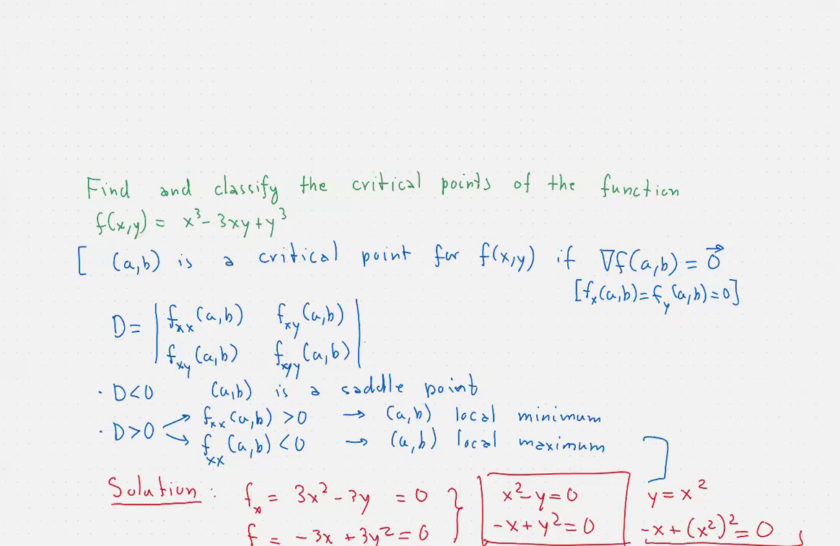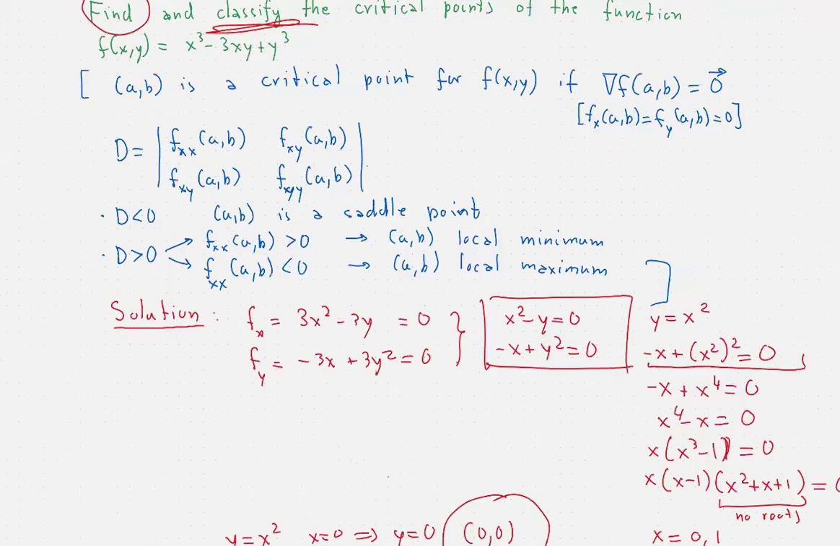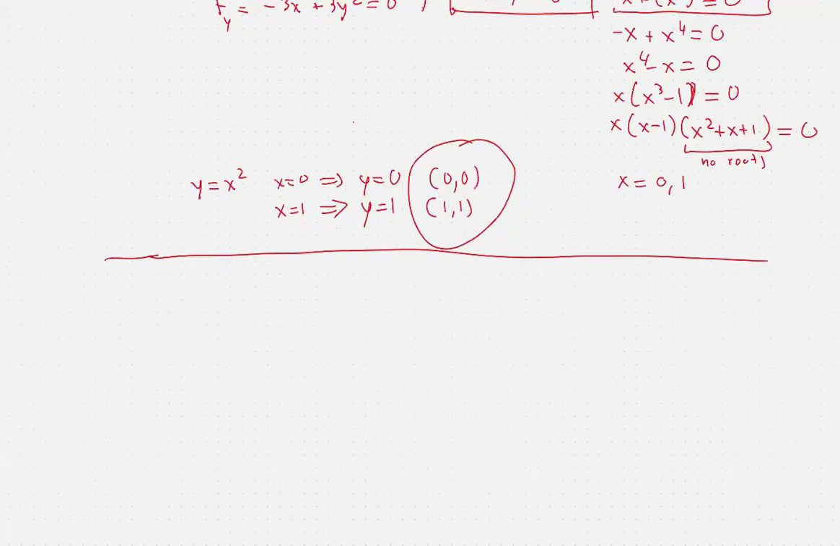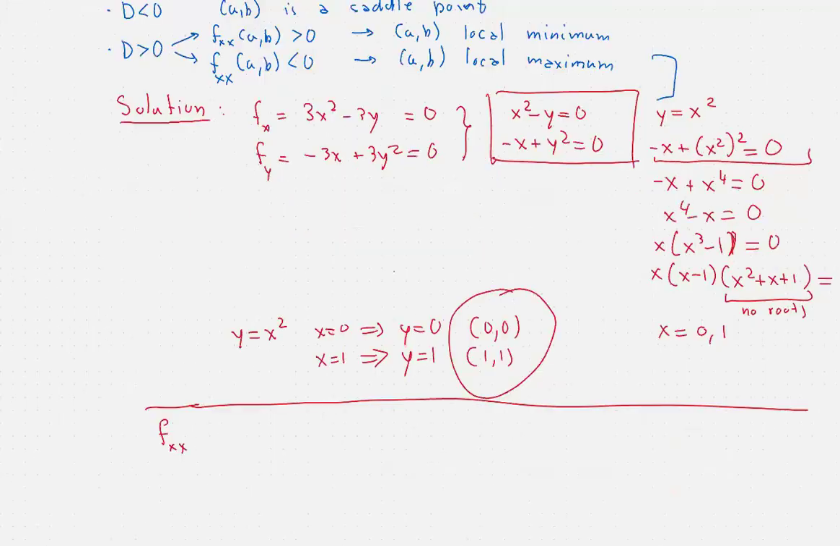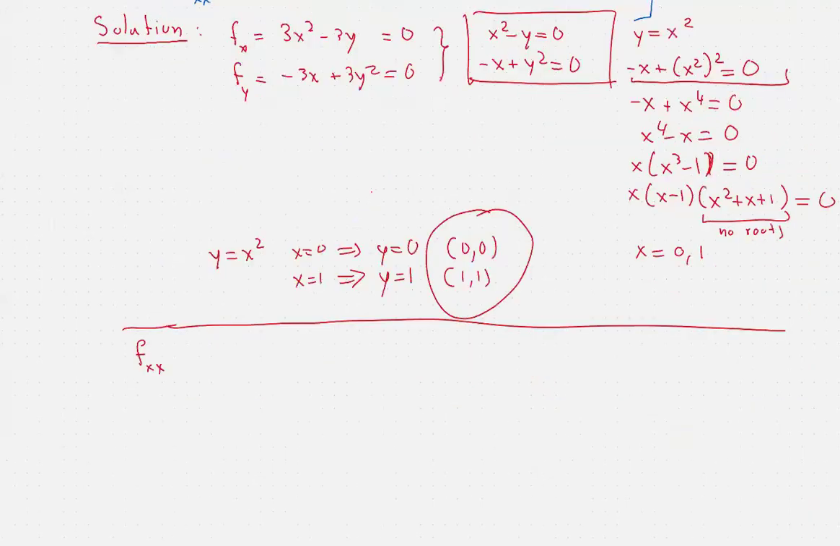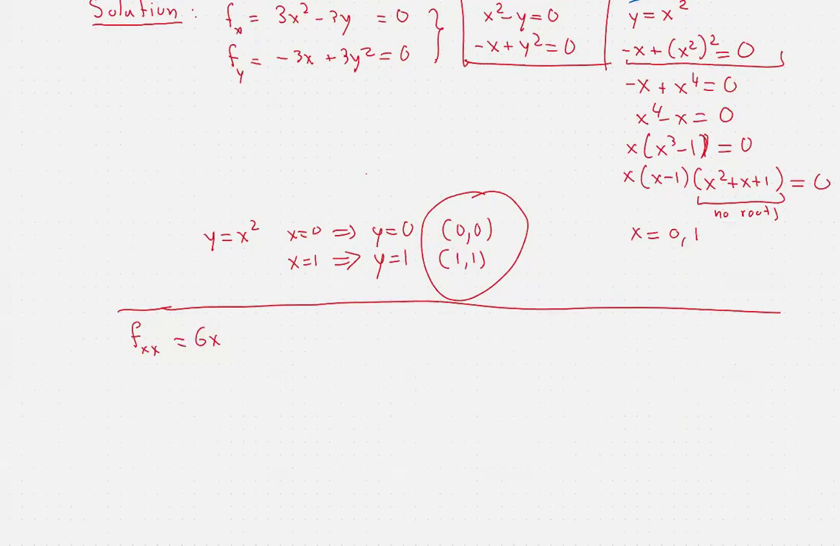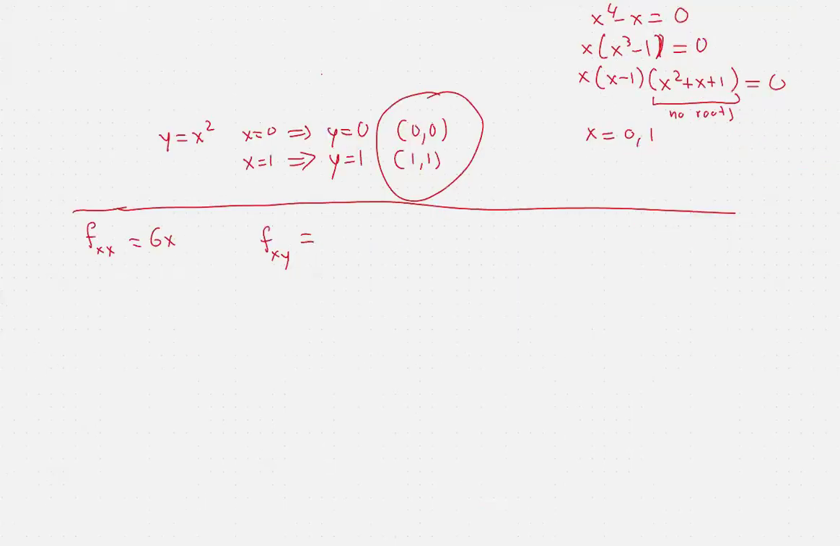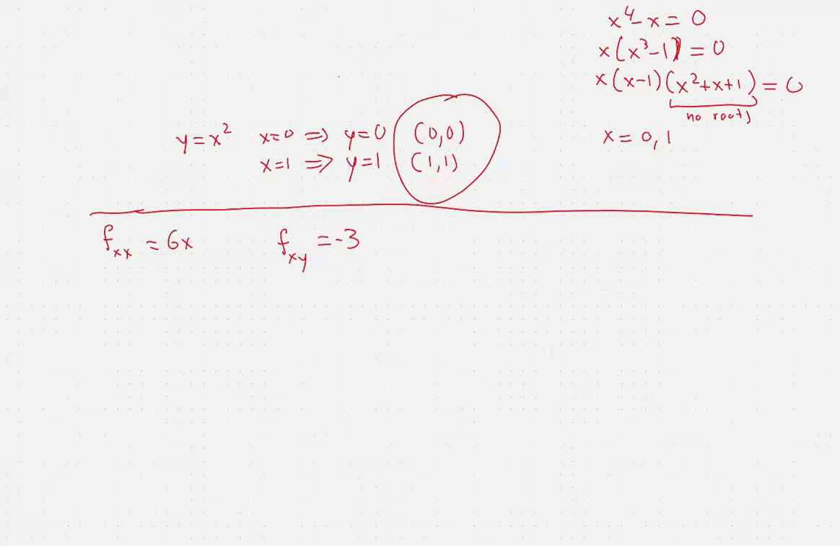And for that reason, let's find the second order partial derivatives. So first of all, how do I find f_xx? I look at f_x and I differentiate once more with respect to x. That will give me 6x. Then I turn to f_xy. I take again f_x and I differentiate it once more with respect to y. And that gives me −3, which is of course f_yx. And finally f_yy, which is going to be 6y.